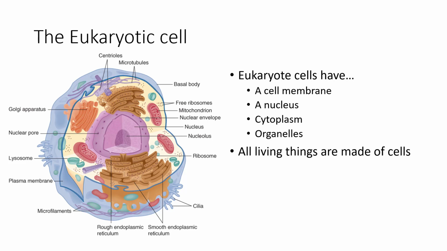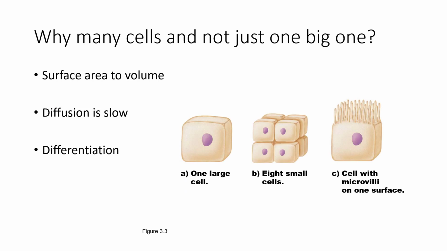Prokaryotic cells do not have a nucleus or organelles, and we will be spending the next lecture looking at nucleus and organelles. All living things are made of cells, but not all living things are made of eukaryotic cells. As I mentioned, bacteria look very different from the cells we have.